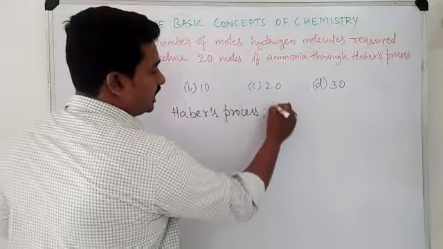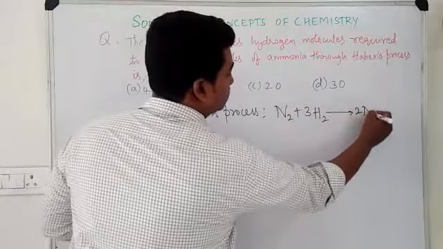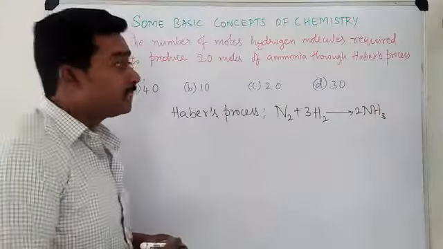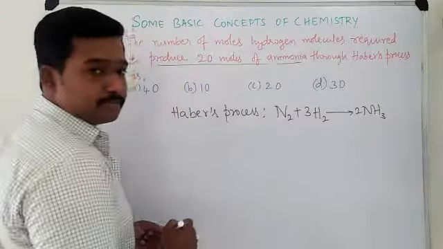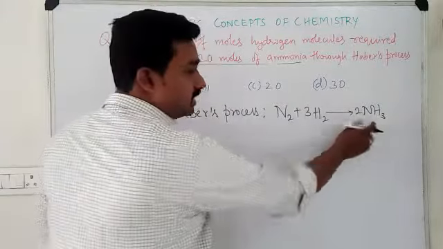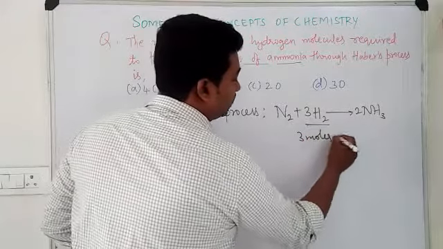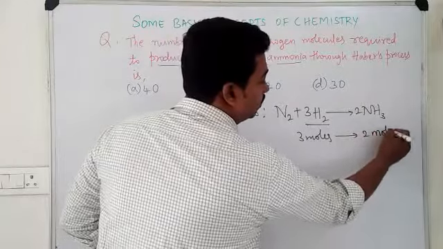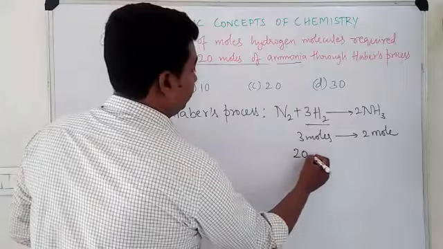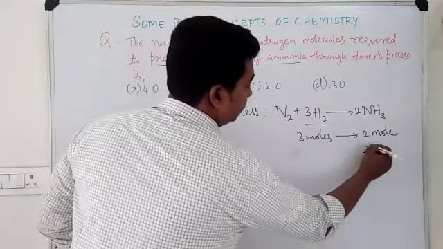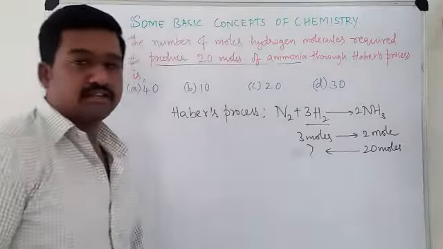During Haber's process, the reaction taking place is N2 + 3H2 gives 2NH3. Now, the question says to produce 20 moles of ammonia. Okay, from the balanced equation, it is very clear that 3 moles of hydrogen can yield 2 moles of ammonia. Now, 20 moles of ammonia is produced from how many moles of hydrogen is the question.